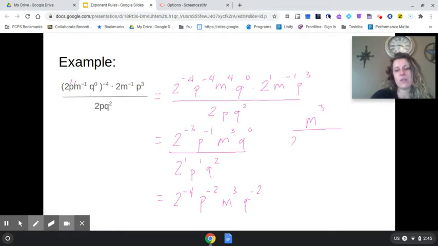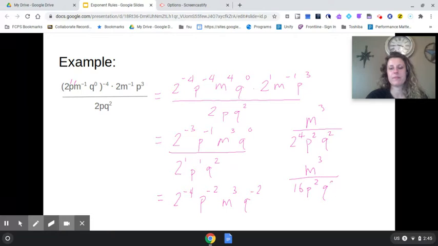So 2 to the fourth, p squared, and q squared. Last step to simplify, I could simplify the 2 to the fourth power. So 2 times 2 is 4, 4 times 2 is 8, and 8 times 2 is 16. So final answer, we have m to the third over 16 p squared q squared. And that would be the most simplified version of that expression.